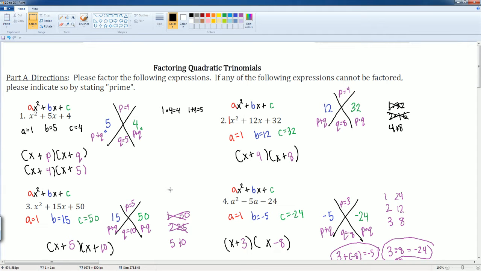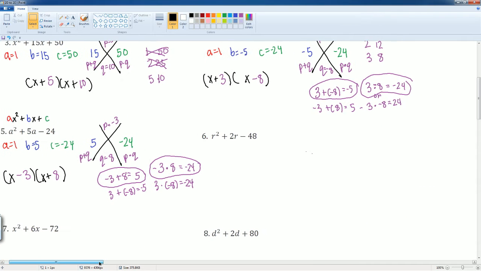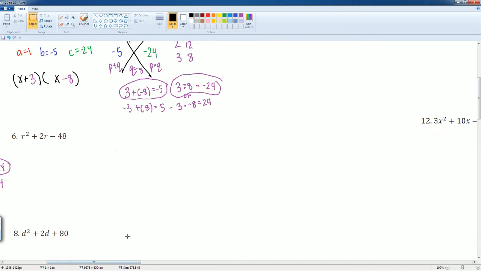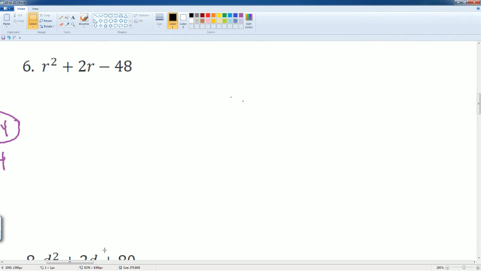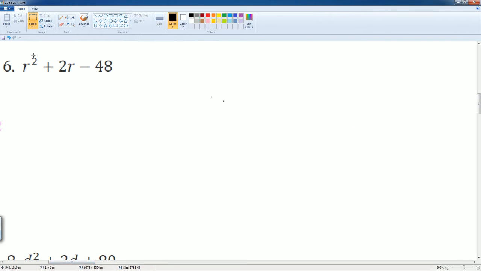Welcome to the homework solution tutorial on 2D to 2E. This is factoring out the trinomials. Here we're going to do 6 through 10. Let's look at number 6 here. Number 6 starts us off as that.